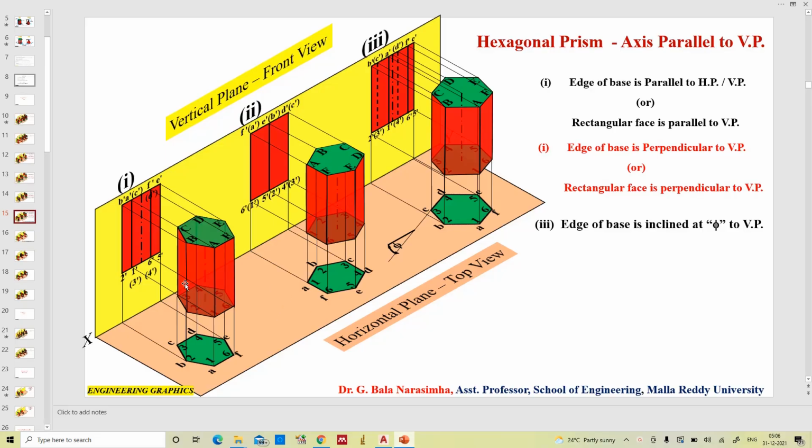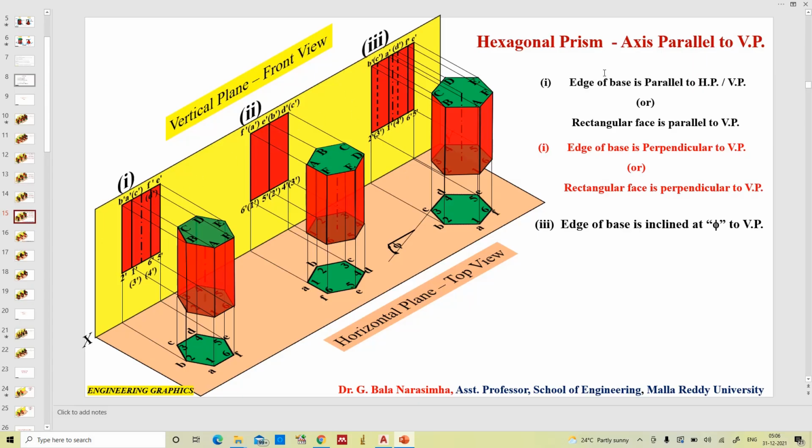Here you can see that the hexagonal prism consists of two bases, like the pentagonal prism, triangular prism and square prism, but with 6 corners and 6 sides, and with two bases, this upper base and the lower base, connected with 6 rectangular faces. The sides AB, BC, CD, DE, EF, FA are the 6 sides of the upper base, and there are 6 sides for the lower base. You can see here in all the 3 hexagonal prisms, the axis of the solid is parallel to the vertical plane.